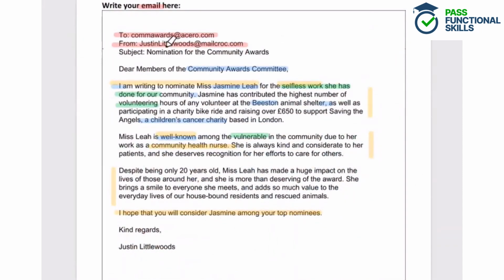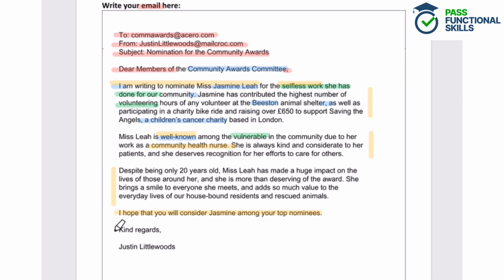And then you can make up your own address for who the email is from. Then we need a subject line. Now this just gives a brief summary of what the email is going to be about. We then need a polite greeting, so dear members of the Community Awards Committee, and make sure that after your greeting you use a comma there.